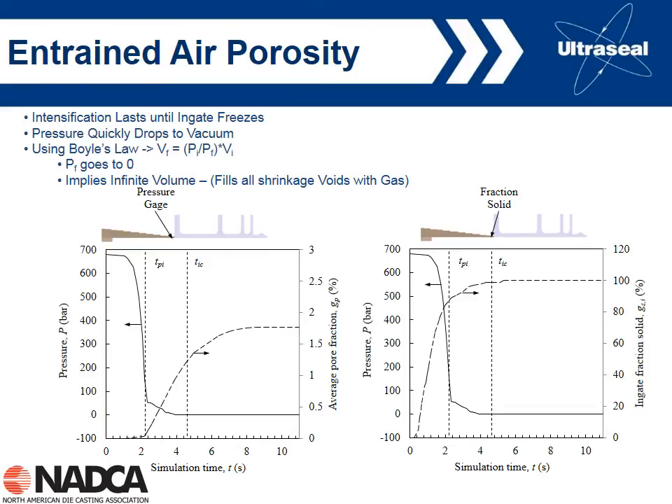Going through the Boyle's law calculation again, this shows that the final pressure goes to 0. This implies infinite volume for the gas pores. Obviously, that's not going to happen. But what essentially does happen is the gas fills all the shrinkage voids, and so the shrinkage voids and the gas voids now become connected. Again, this is part of the reason why it's a bit difficult at times to tell them apart.